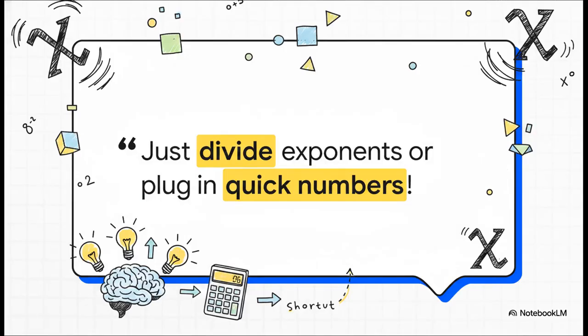The big takeaway here is super straightforward. Next time you face radicals, please don't overcomplicate it. Just divide the exponents, or plug in quick numbers. Empower yourself with these 2 hacks instead of letting standard algebraic formulas intimidate you. You are completely in control of how you arrive at the solution.